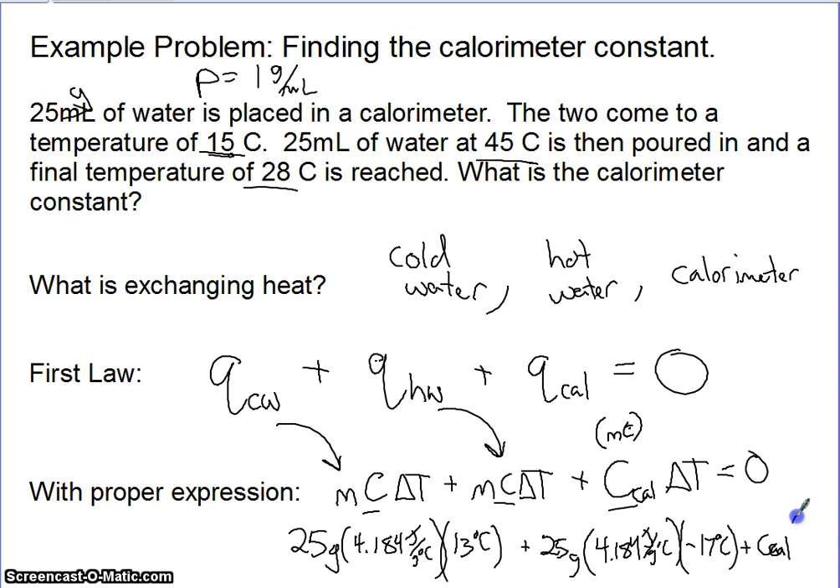The delta T of the calorimeter, since it starts in contact with cold water, is 13 degrees Celsius. Okay. All of this, don't forget to set equal to 0. You do some math, you get the CCal. Try it out. Come back to me. Tell me how you did.